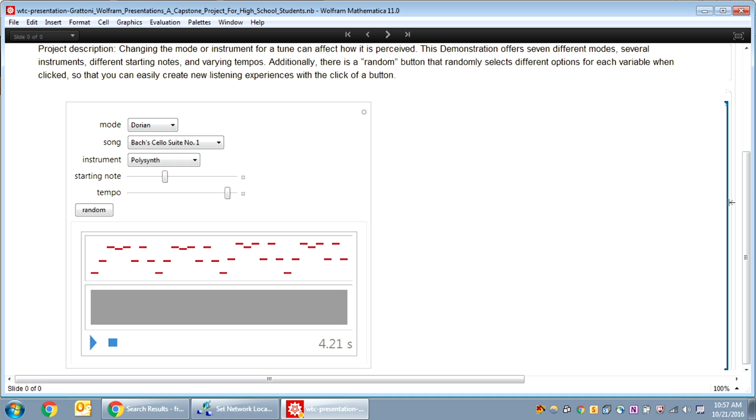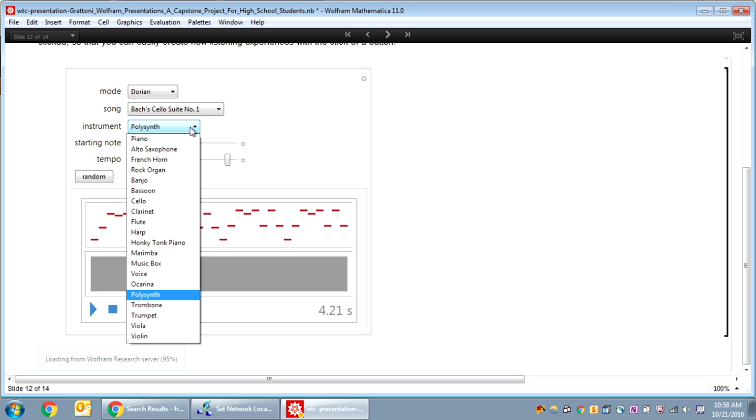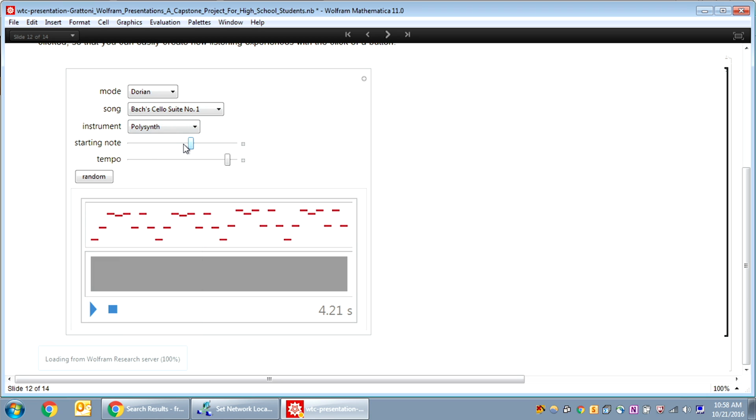So you can see the visual of the notes, and we can change these variables, like the mode. There's a couple different ones. We have different songs that we put in, and they had to be non-copyright. And we have plenty of instruments that are all built into the Wolfram language. It was loading from the Wolfram research server.